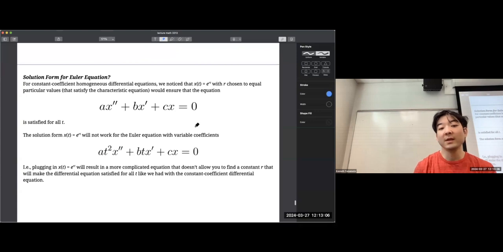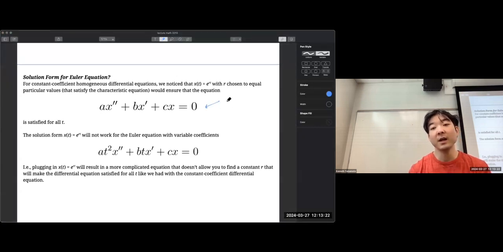So what's the correct solution form for this so-called Euler equation? Well, what did we used to do? Let's go back and review how we did it when we had constant coefficients. So this a, b, and c were all constants. We ended up noticing that we could plug in a certain type of solution form. Do you guys remember what it was? It was like C e to the r t. We did this, right?